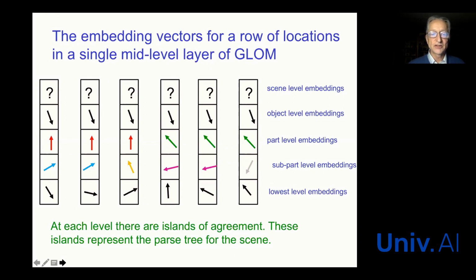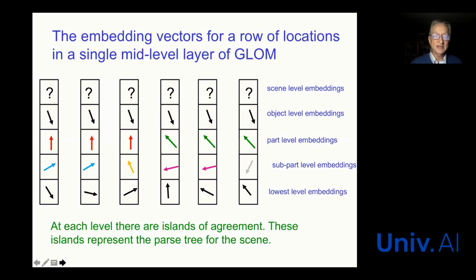Those same locations don't all agree at the part level. At the part level, some of those locations, the ones with the red arrow, will agree, and they might all be representing, for example, a nose. These three locations all agree that they're representing a nose.